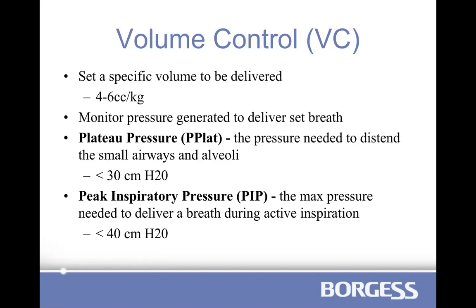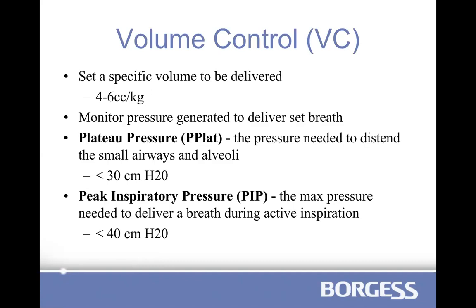Okay. When you set the volume, that means you will monitor the pressure generated to deliver that breath. This is where the plateau pressures and the inspiratory pressures come in handy. If I set a volume of 500 cc's on a patient, I need to see what kind of pressure is generated in the airway when the patient gets that kind of breath. Now, this is basically where the compliance comes into play, right? If it's a very stiff lung and I'm forcing in air, I might generate a higher pressure.